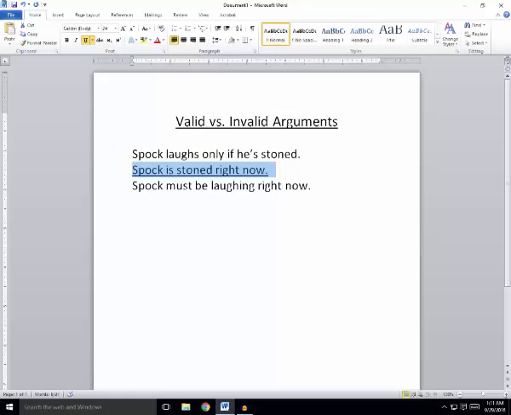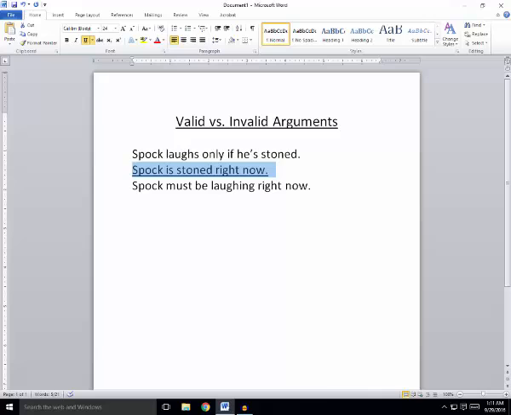Okay, second premise. Spock is stoned right now. And suppose maybe we know this because we spiked his drink, his Romulan ale. So Spock laughs only if he's stoned, and Spock is stoned right now. Conclusion: Spock is laughing right now. You can imagine giving this argument because you spiked Spock's drink and he's in the other room and you're betting that he must be laughing right now.